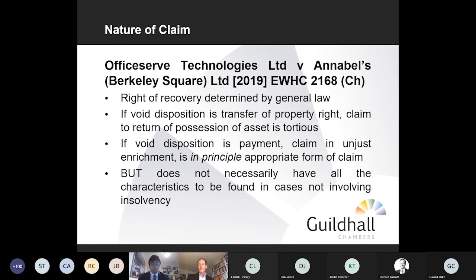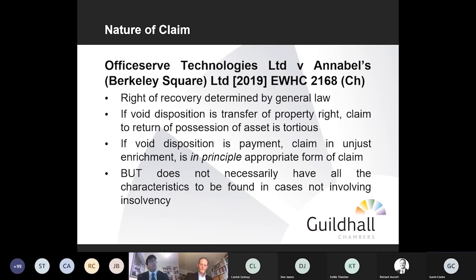So Simon, I think you're going to come on. That's the kind of practical side of how you might recover some of those dispositions. I think you were going to come on to some of the potential defences that were raised in that and in other cases. Yes, thanks, Ed.